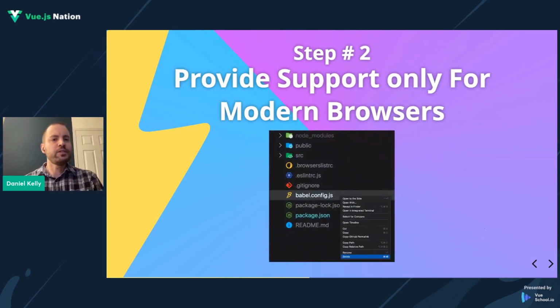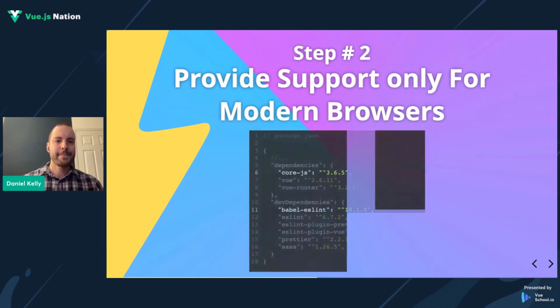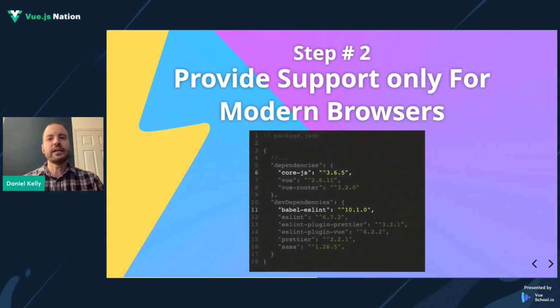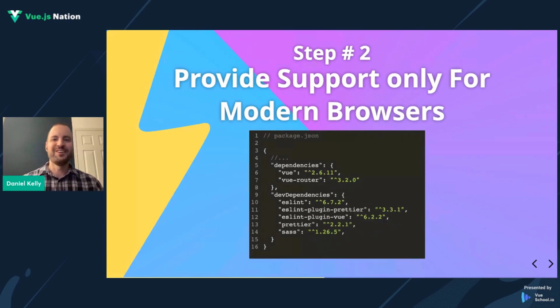All right, so that means we can delete babel.config.js. And we can also delete a couple of Babel-related dependencies, such as core-js and babel-eslint. Babel isn't directly a dependency of our project, as it was a dependency of the Babel plugin for Vue CLI, so we don't have to remove that. But these two we can get rid of. Awesome.